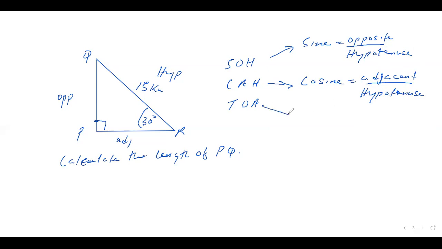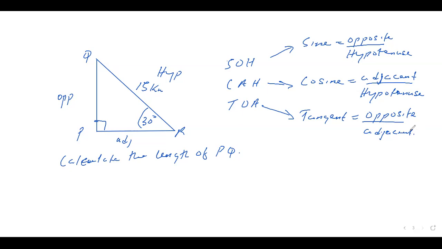And this one is what? Tangent. Opposite over what? Adjacent. Are we clear? So that's the first thing we have to do.